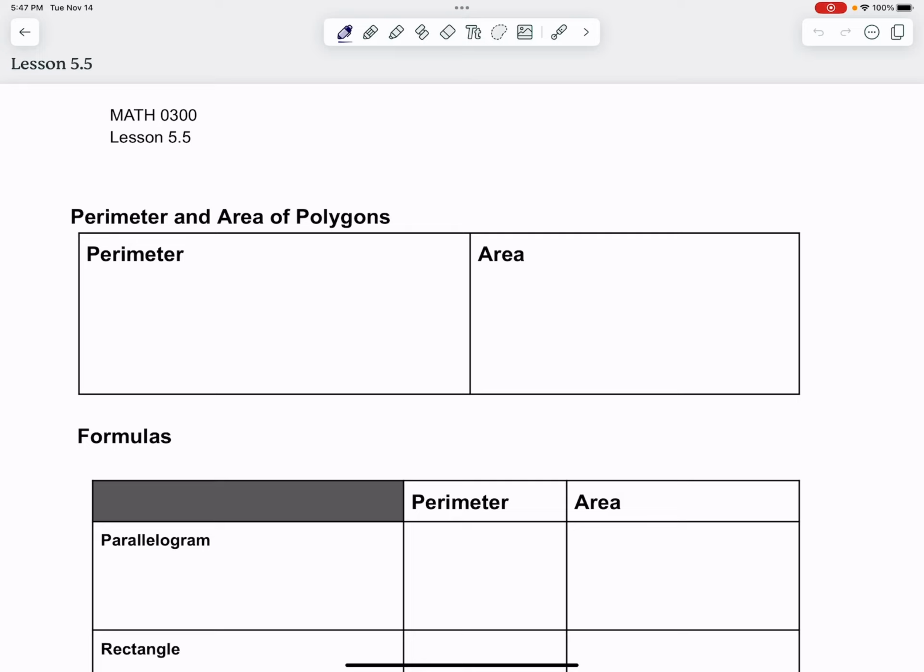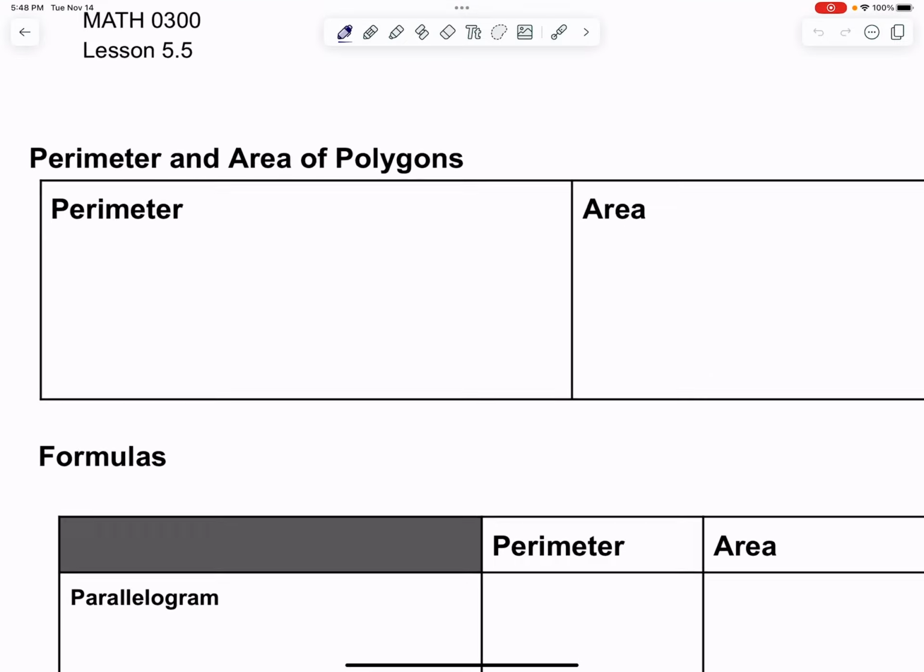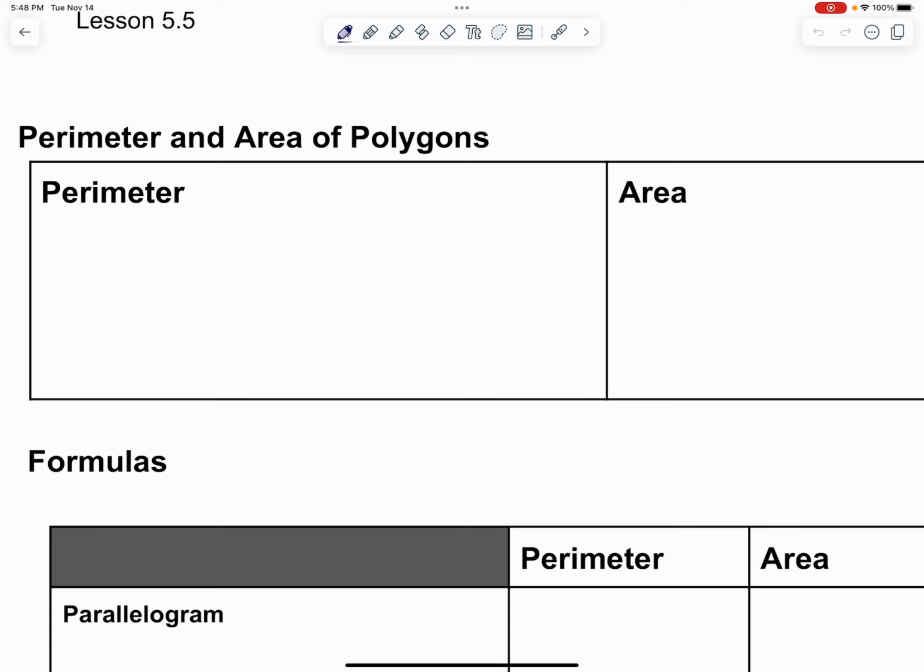So this video is going to cover perimeter and area of polygons. In the last lesson, we talked about what a polygon is, the different types of polygons, well, most of them, some of their characteristics. And now we are going to learn about one of the ways they can be useful. We're going to do that through perimeter and area, but we can't talk about how to do it until you know what you're doing.